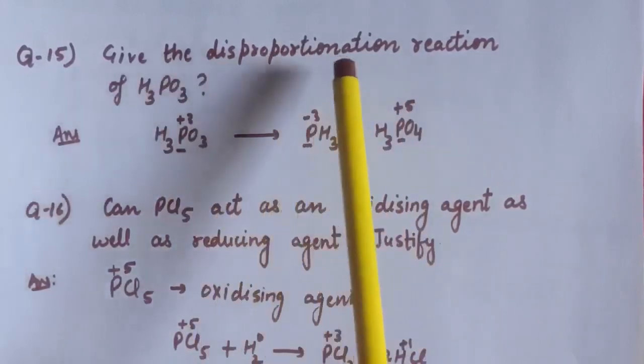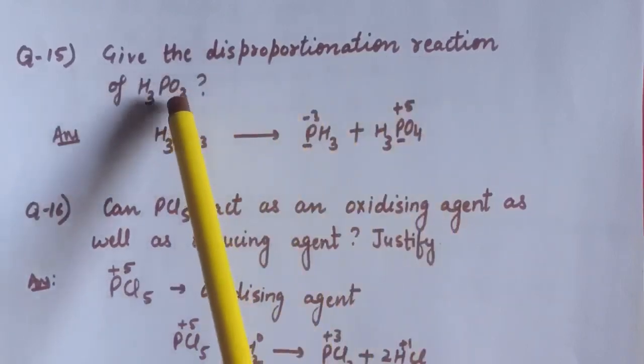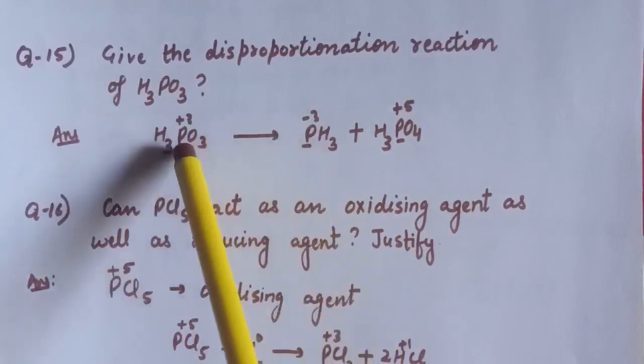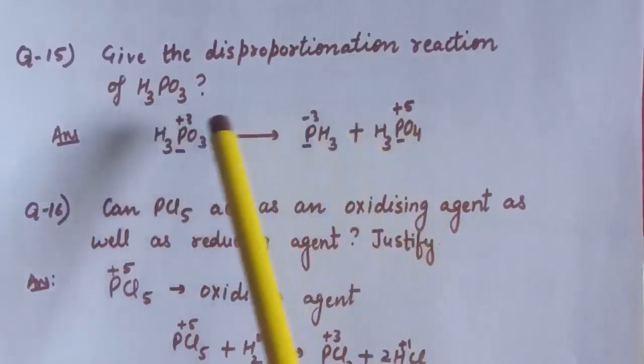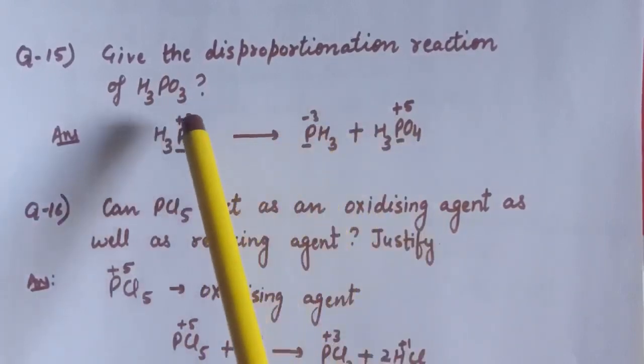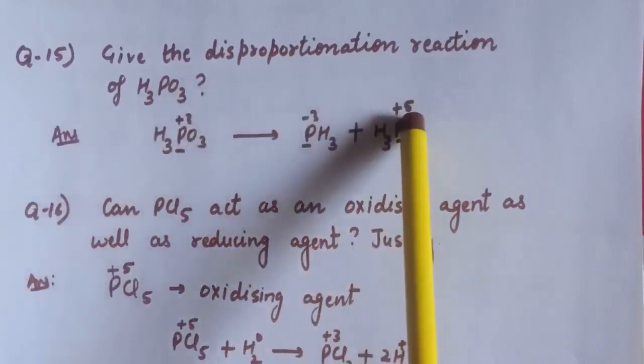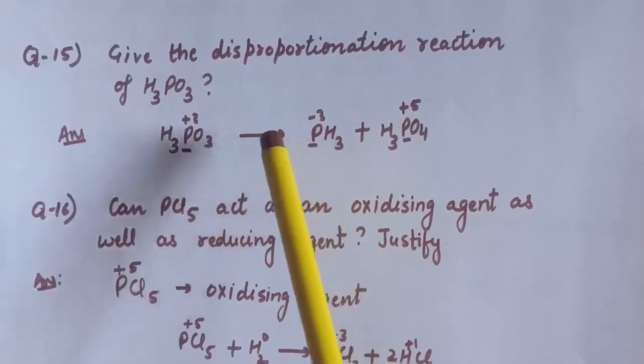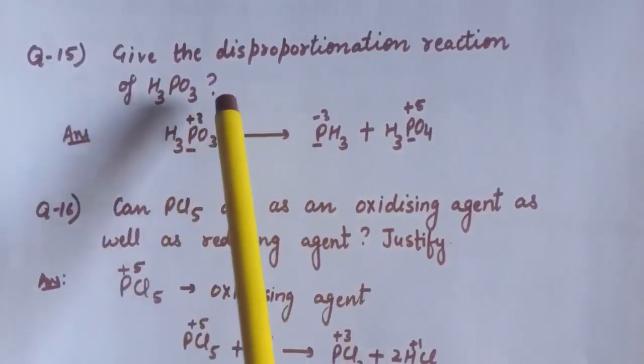A disproportionation reaction is one in which the same element undergoes oxidation as well as reduction. So in this reaction, phosphorus is undergoing oxidation as well as reduction. That is, +3 to +5 is oxidation, and +3 to -3 is reduction. So this is the disproportionation reaction of H3PO3.